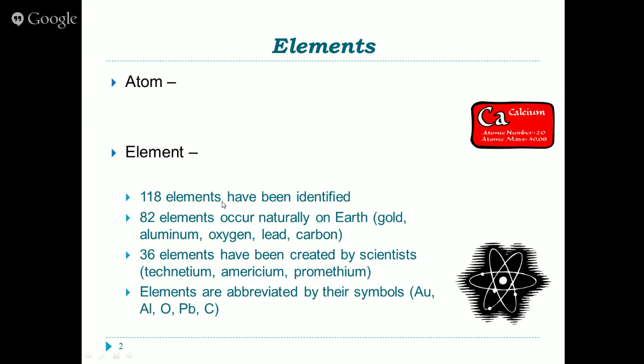118 elements have been identified. 82 elements occur naturally on Earth. 36 elements have been created, generally using particle accelerators. And elements are always abbreviated by their symbols.